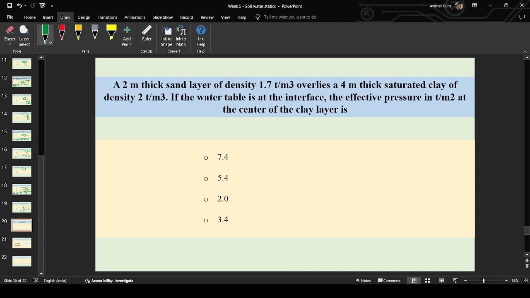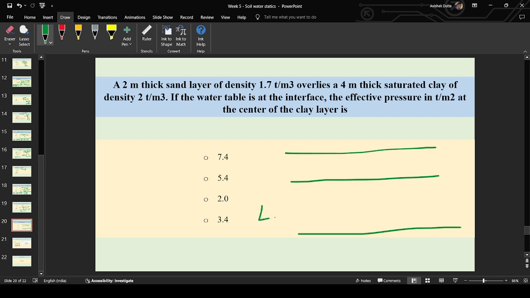Yes, have you solved this? A 2 meter thick sand layer of density 1.7 ton per meter cube lies over a 4 meter thick saturated clay. Have you solved this question? Yes, sir, 5.4. I believe it is the correct answer. So the center of this layer, this is 4, basically this is 2, this is the center of this layer. You have to find out.